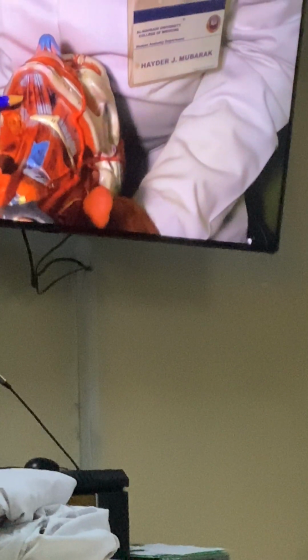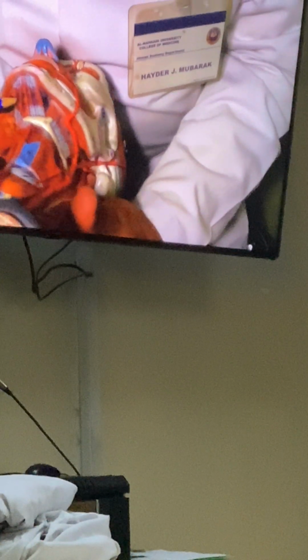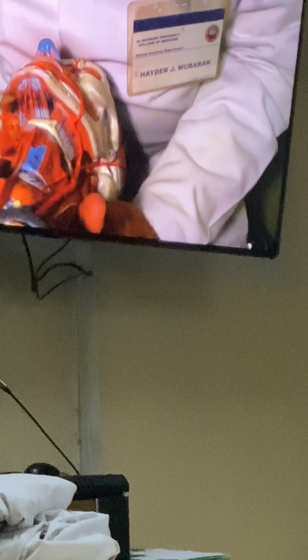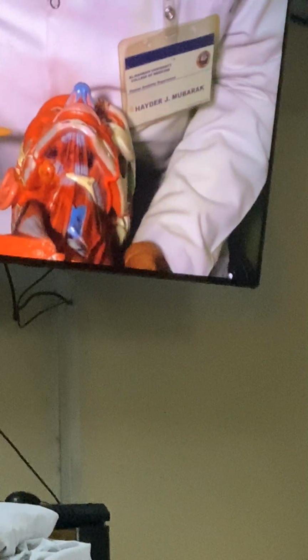And here you have the submental triangle. This is mylohyoid muscle. This is the anterior belly of digastric, and that is the anterior belly of digastric, and this is mylohyoid muscle. So the specimen will also show you the subdivisions of the anterior triangle.